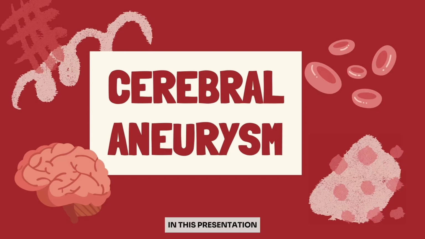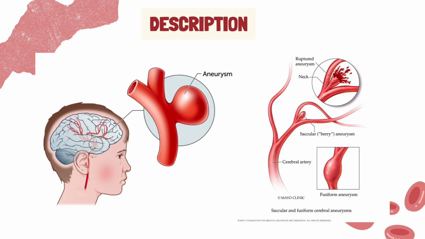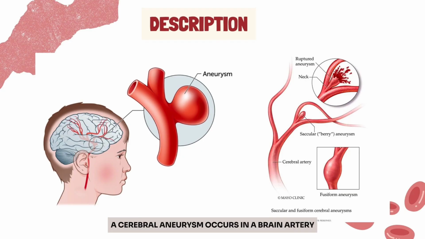In this presentation, I will explain what a cerebral aneurysm is, common symptoms, treatments, and ways to prevent it. A cerebral aneurysm occurs in a brain artery. The artery bulges out as it fills with blood, resembling a balloon.